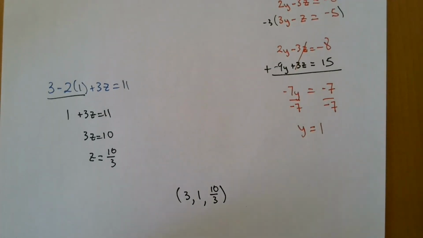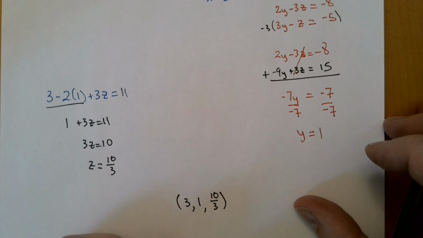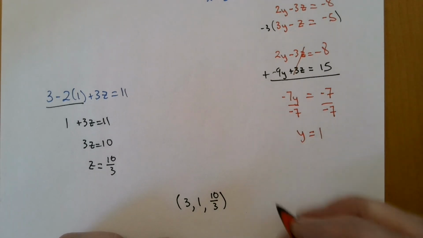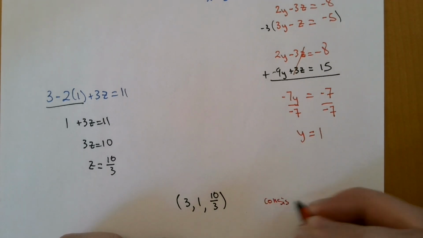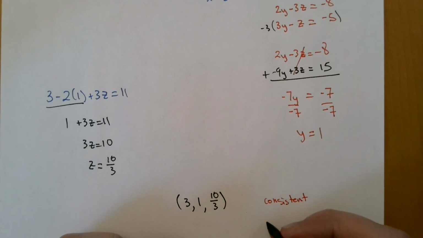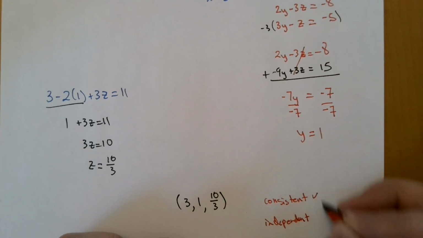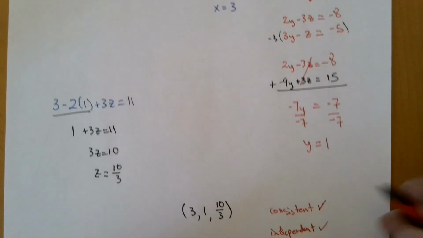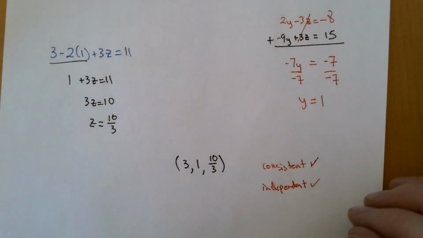So now to answer the question, are these equations consistent? And they are, because there's at least one solution. And are they independent? And they are, because each equation is its own plane. There is no overlapping, no equation that is simply a multiple of some number.